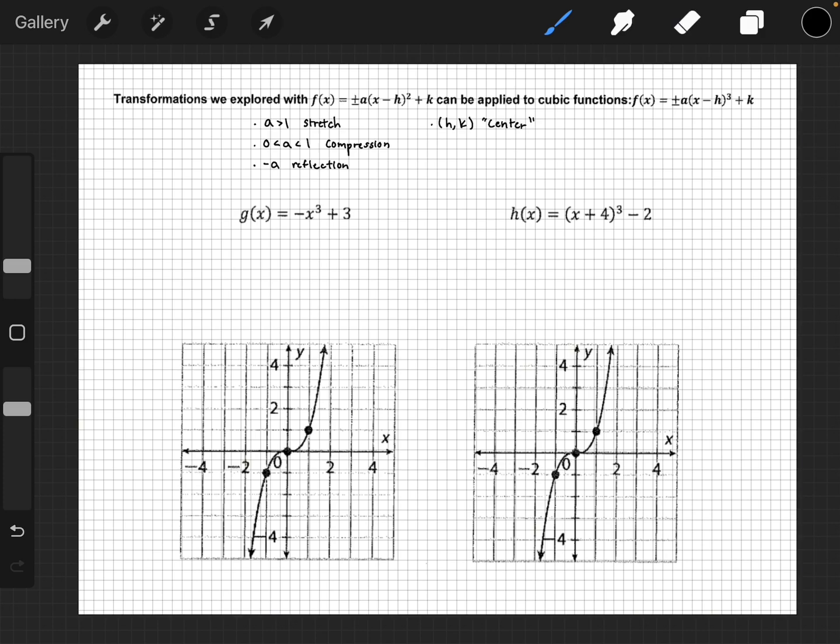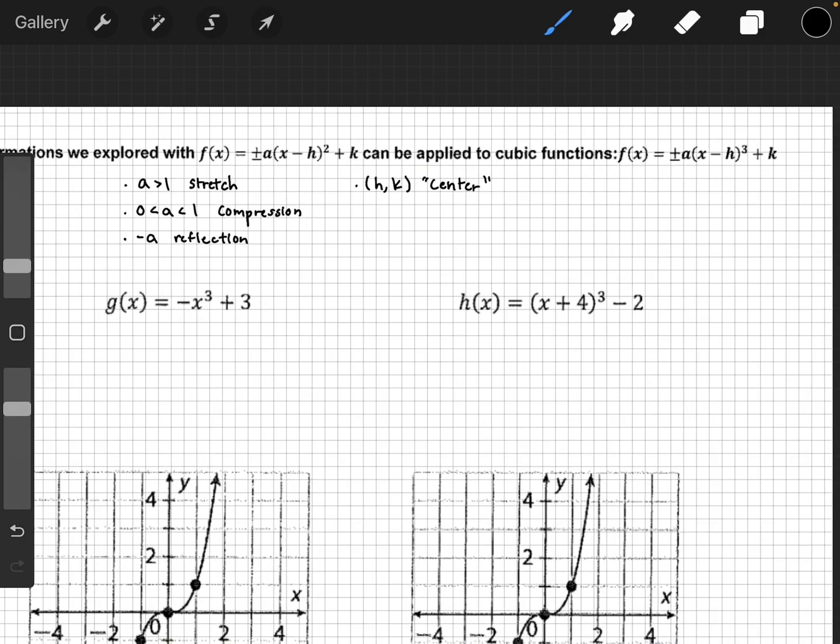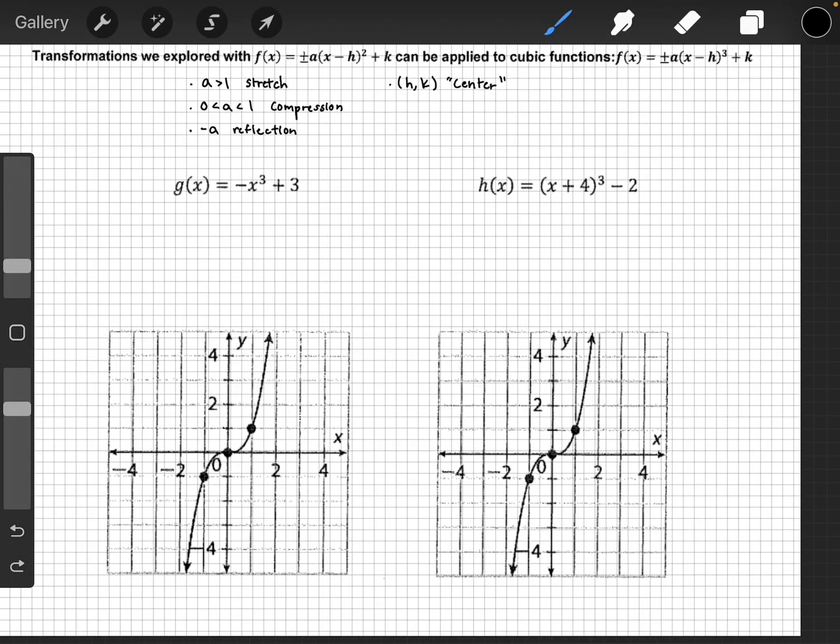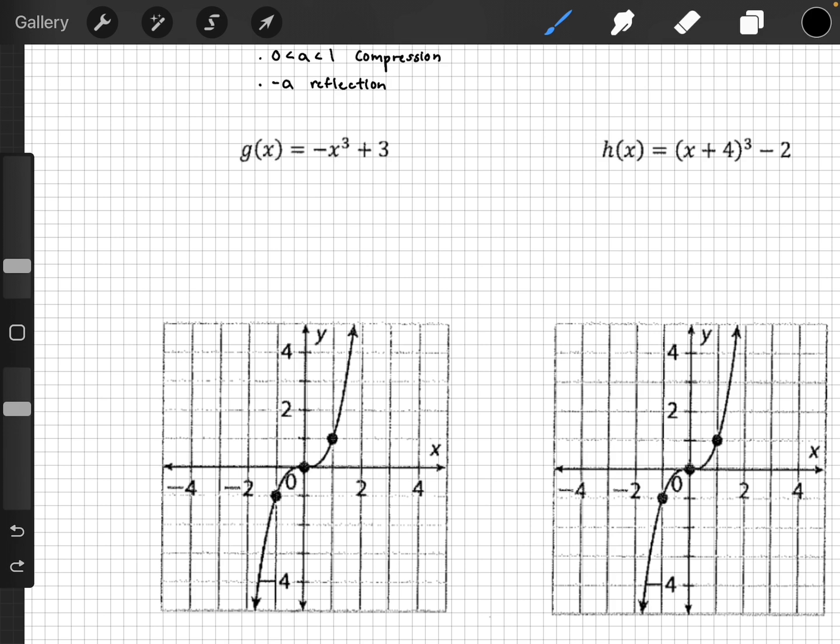Transformations we explore with quadratic functions can also be applied to cubic functions. This time, we're raising it to the power of the third, and the vertex we're calling the center of the equation. So for this first example, we'll graph the function based off of the parent function, f of x is equal to x to the power of 3.